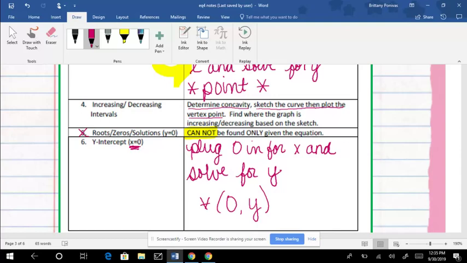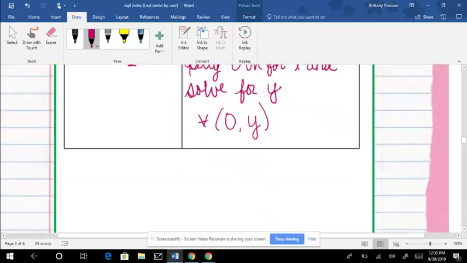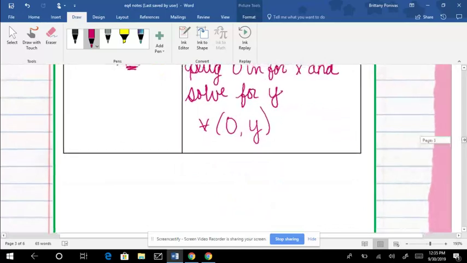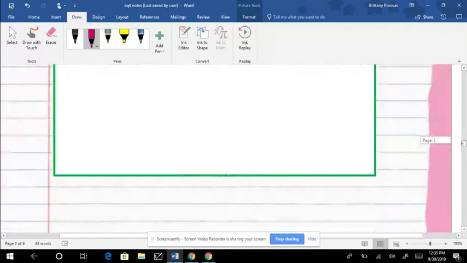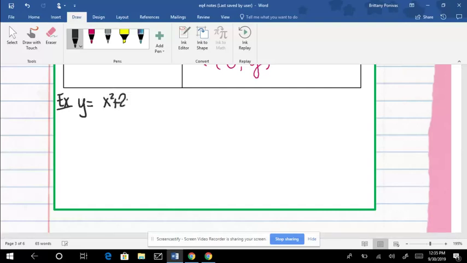Okay, underneath here, we are going to fit most of the example on the handout itself. And then you might have to finish writing in your notebook. So under here, we're going to do an example. And that example is y equals x squared plus 2x plus 3.